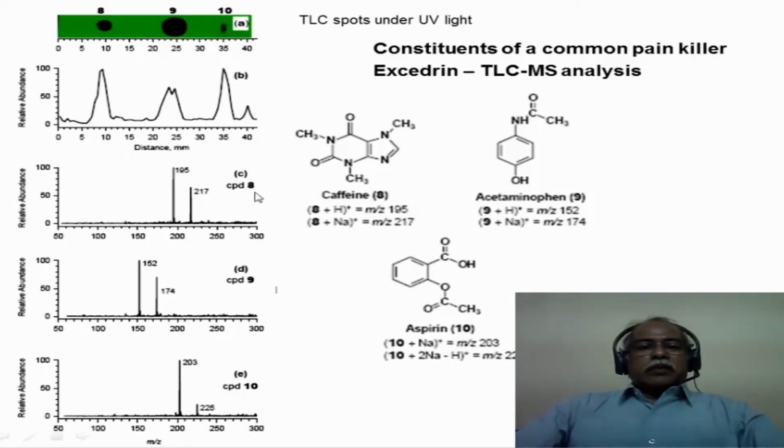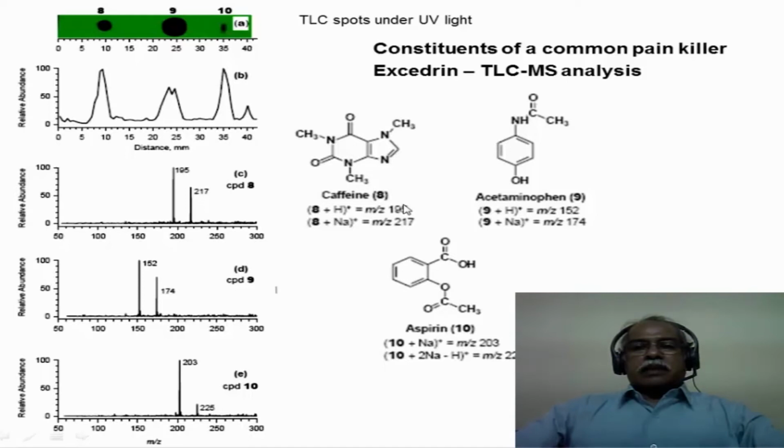So the individual mass spectra are shown here corresponding to compound number 8 with a molecular weight of 195, and the sodium adduct is 217. So 195 is the base peak, 217 is also a fairly intense peak. On the other hand, acetaminophen has a molecular weight of 152 and the sodium adduct is about 174. So 152 and 174 are clearly seen here, and aspirin has a molecular weight of 203 and the sodium adduct minus 2 sodiums and a proton corresponds to 225. So 225 and the molecular ion peak at 203 are also very clearly seen.